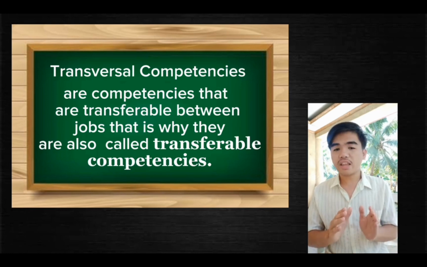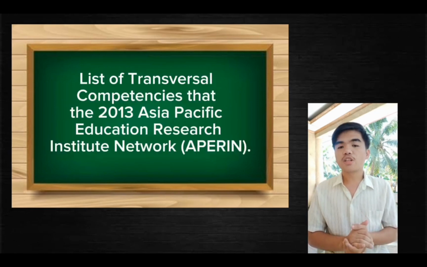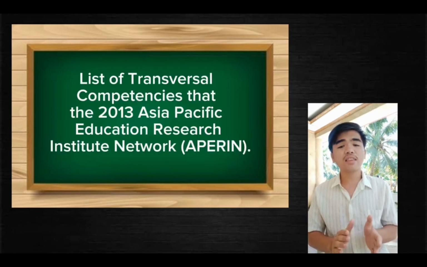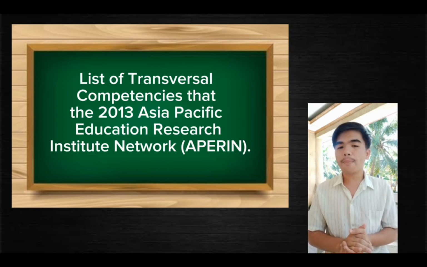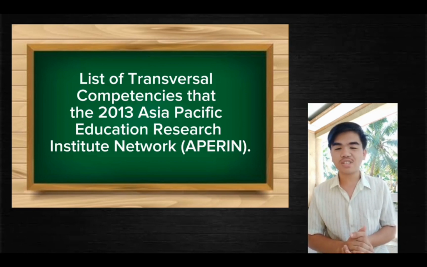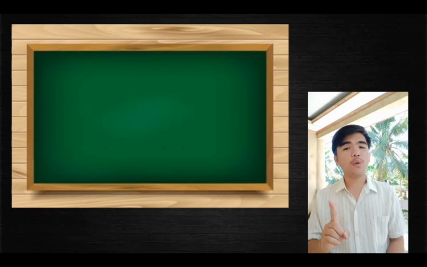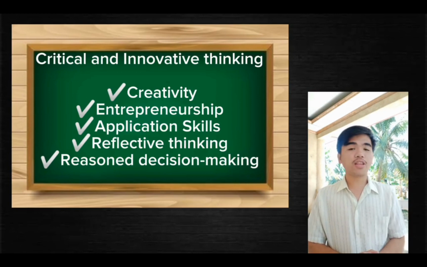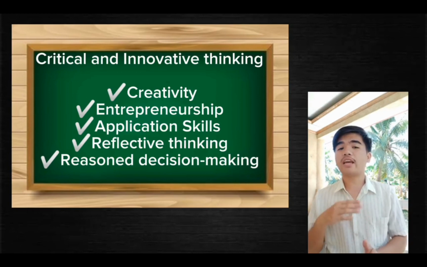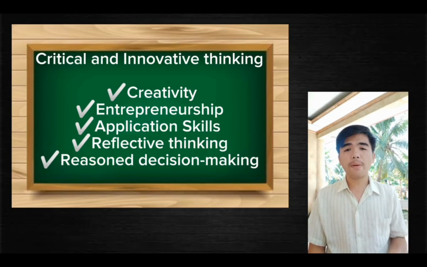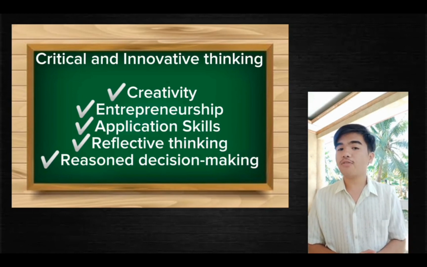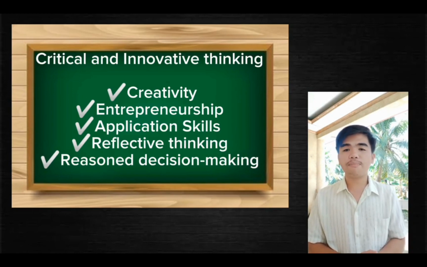So, this is the list of transversal competencies from the 2013 Asia Pacific Education Research Institutions Network research report. The first one is critical and innovative thinking. It involves creativity, entrepreneurship, application skills, reflective thinking, and reasoned decision making.